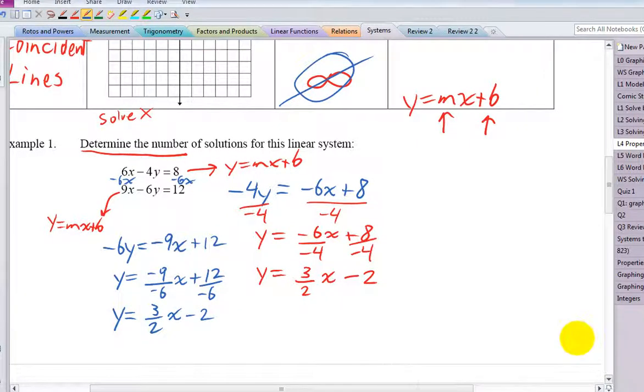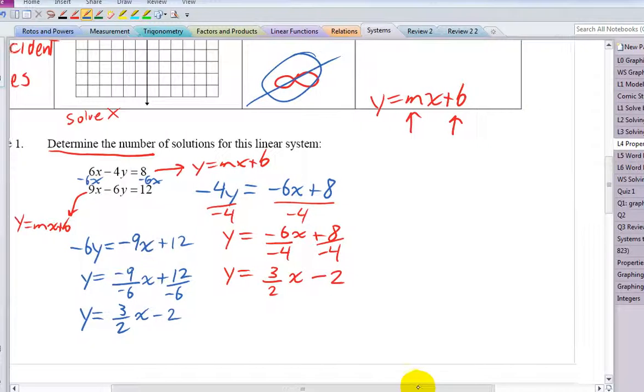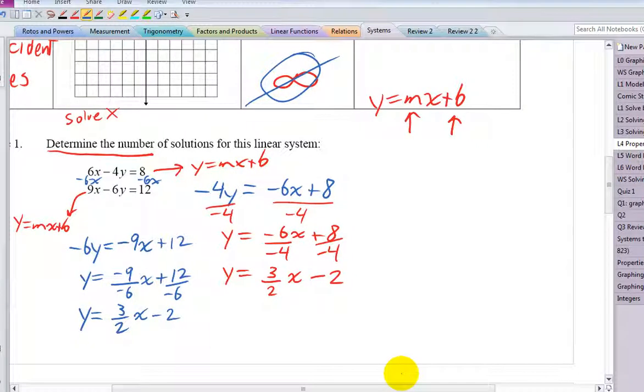So what we notice at the end is these very different lines at the beginning are exactly the same. So what's the answer to the question? Determine the number of solutions. What are we going to write down? Look at your slopes. Look at your intercepts. Same. So we'll say many or infinite solutions, your choice.